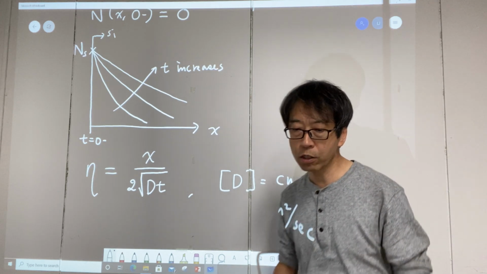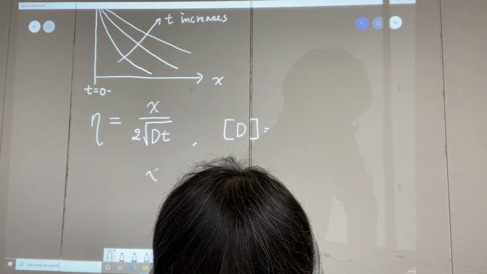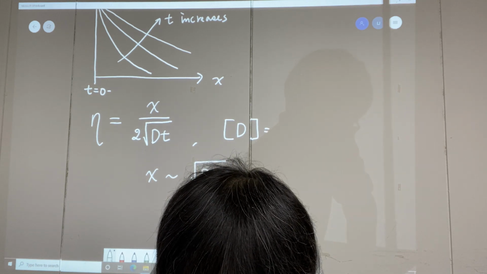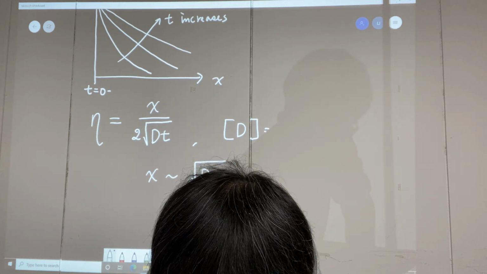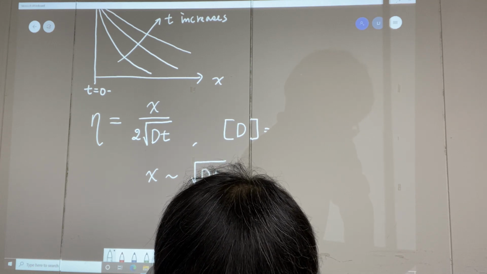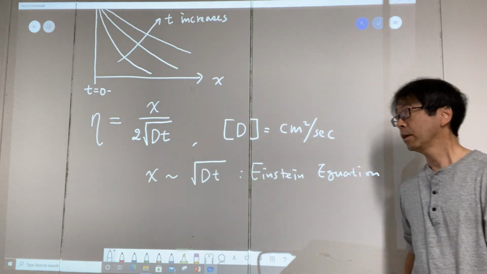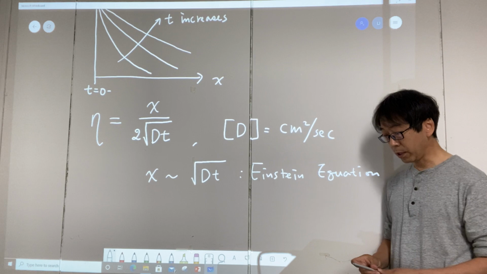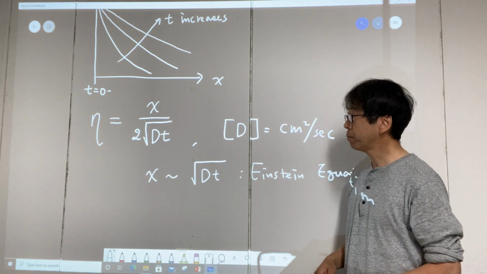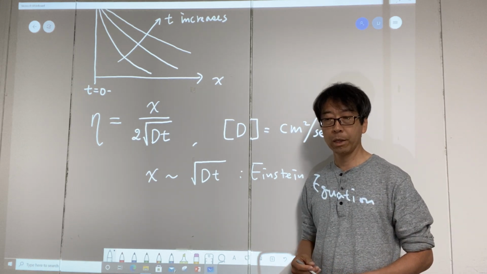It turns out that the length of diffusion is actually comparable to the square root of Dt, and we call this the Einstein equation. Amazing, right? Einstein already noticed this physics. And this is a very important equation indeed, you know. The length of diffusion is proportional to the square root of time.